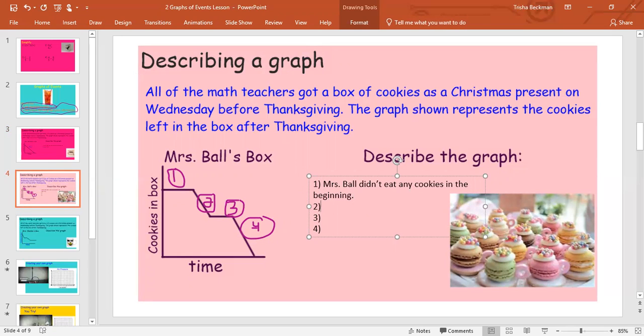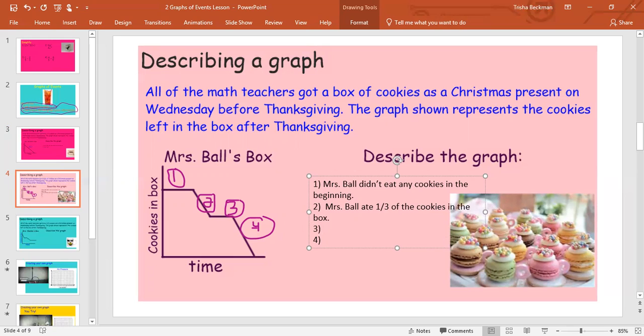Okay, after that, you look at line 2, the amount of cookies, the line went down, so she must have eaten some. Now did she eat all of them? If she did, it would go down to 0, and it doesn't look like she ate all of them. If I had to take a guess about what amount of the box she ate, some people might say a half. It looks like she might have eaten a third. So Mrs. Ball ate a third of the cookies in the box. That would be the second thing that happened.